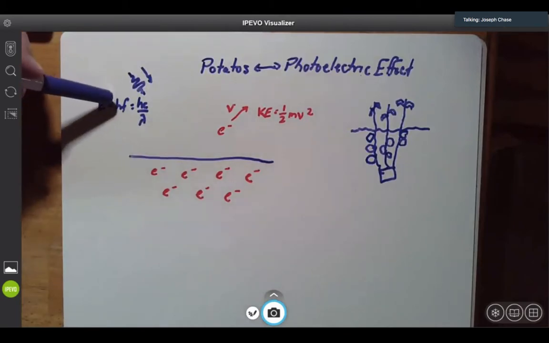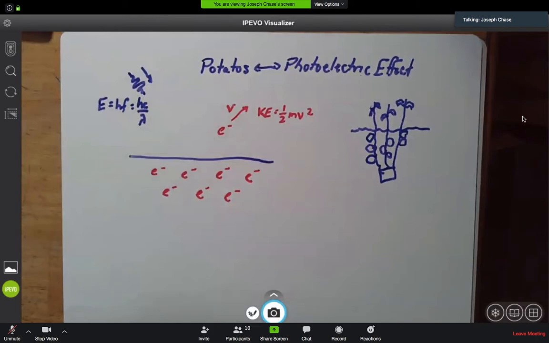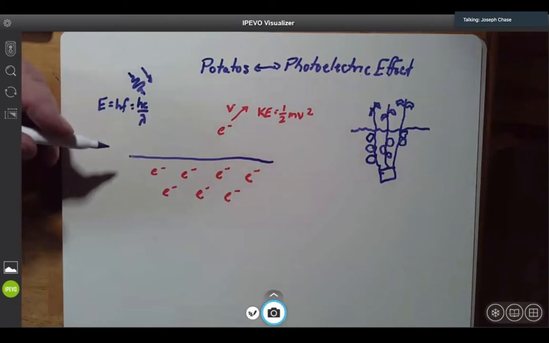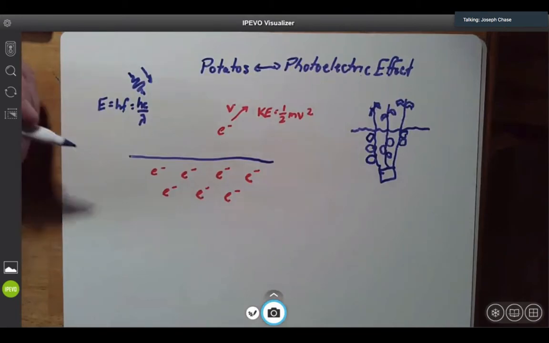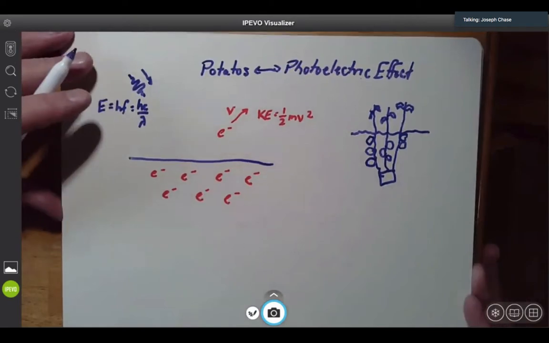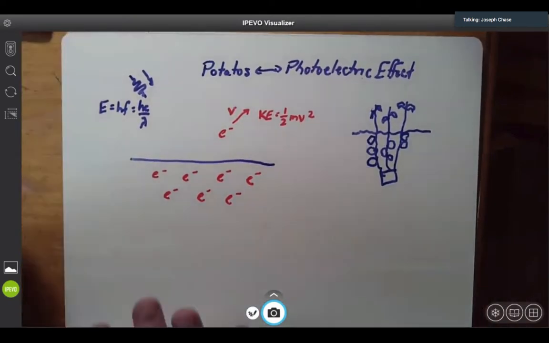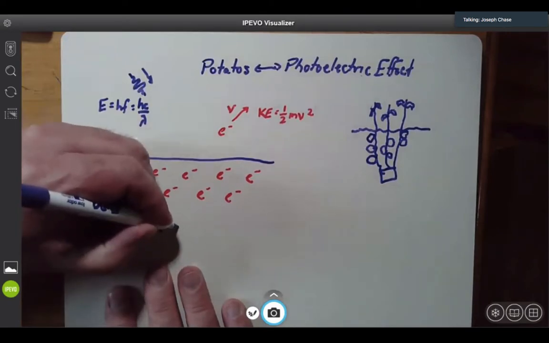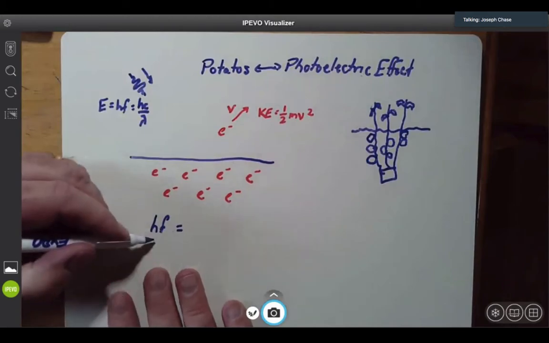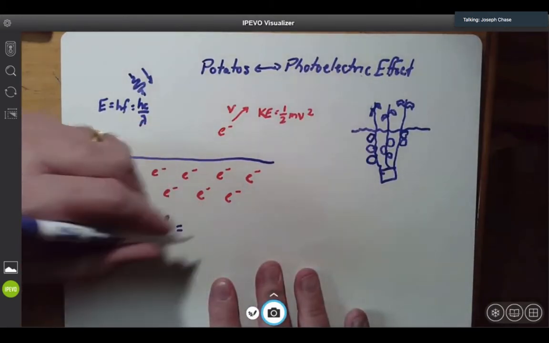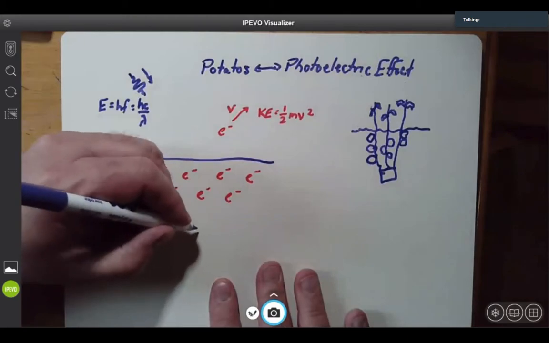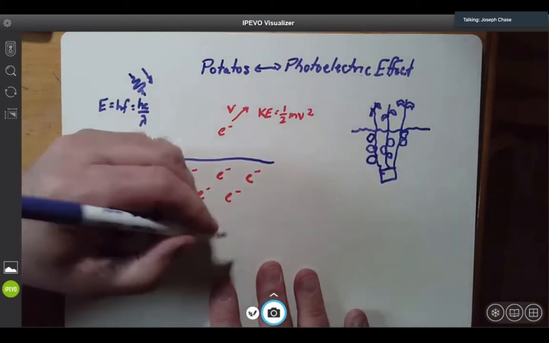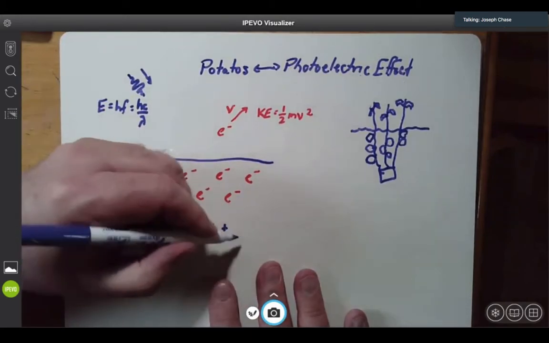So what we can do then is imagine this. This energy is going to go into two places. It's going to go into liberating the electron, ionizing it essentially, and then it's also going into kinetic energy. So hf equals, this is the energy of the photon, becomes two things. Becomes kinetic energy plus what it costs to ionize.